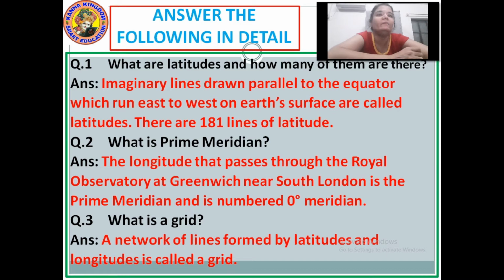I repeat again, the longitude that passes through the Royal Observatory at Greenwich near South London is the prime meridian and is numbered 0° meridian.